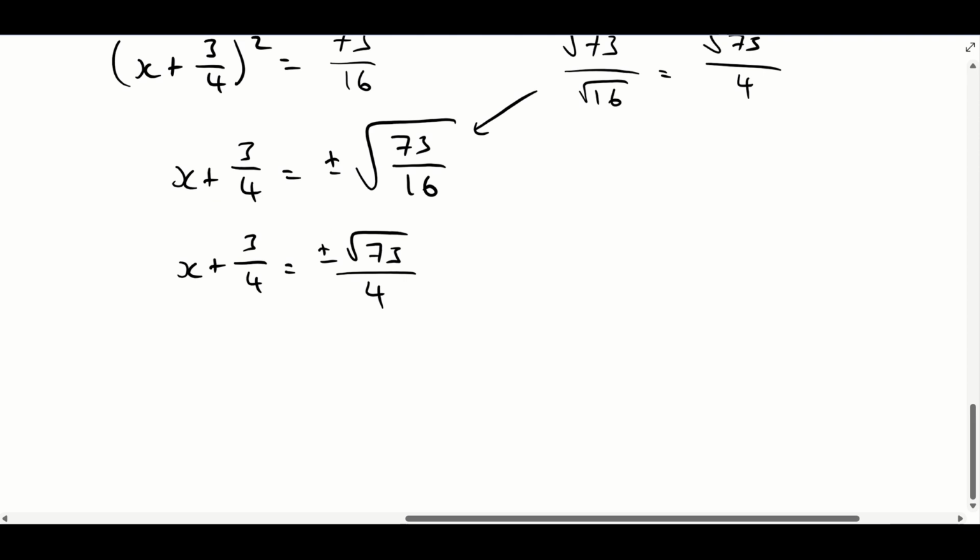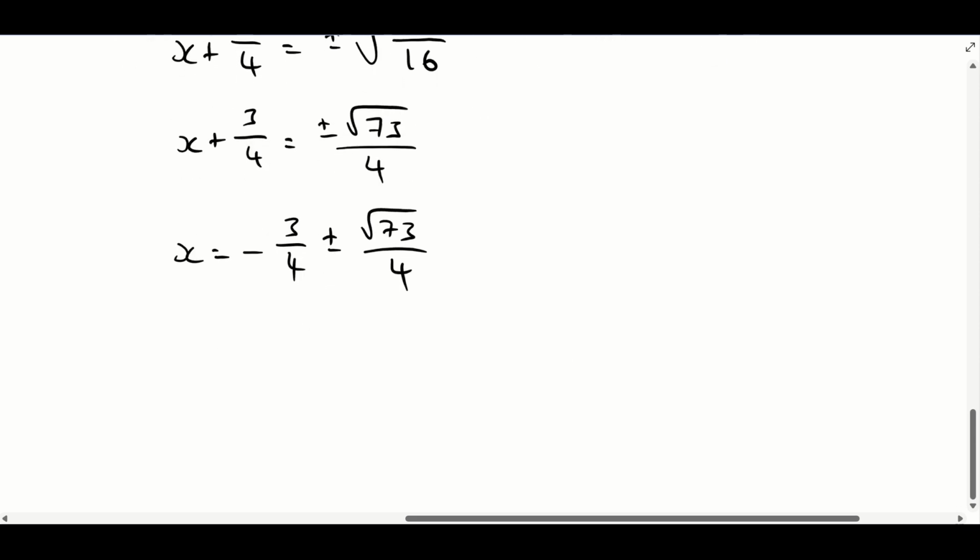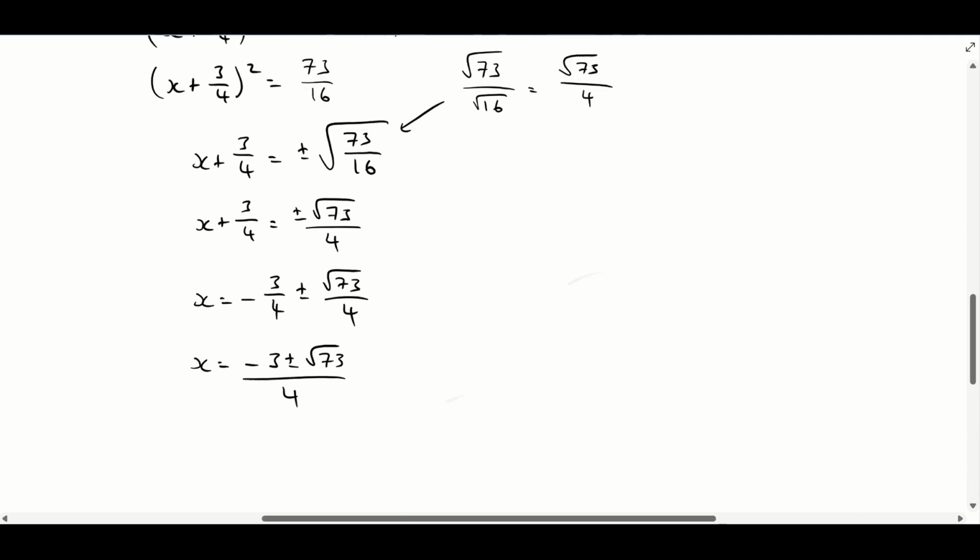And if I move this 3/4 over to the other side, I end up with x, which I've now isolated, to be negative 3 over 4, plus or minus the square root of 73 over 4. And I can put that finally all over one common denominator, and I get a really nice answer. That's a 3, by the way. I get a really nice answer in this standard form.